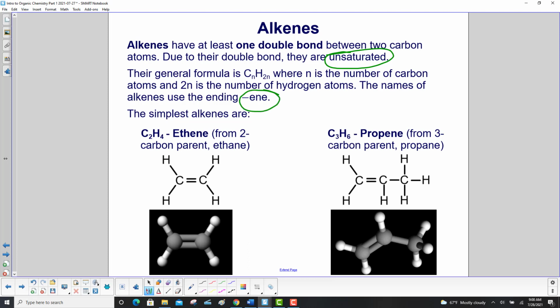The simplest alkenes are ethene, which comes from the two-carbon parent ethane, and here's our double bond right here, and then propene from the three-carbon parent propane. And here's our double bond here, and it's also on the ball and stick model as shown there.